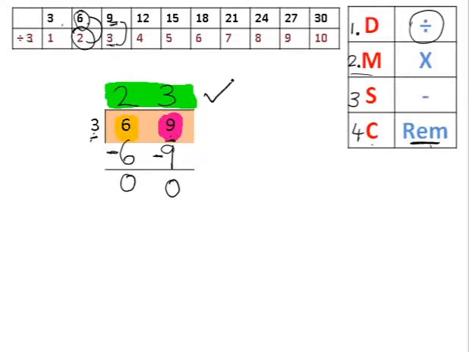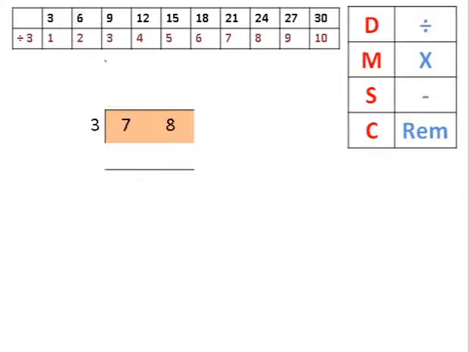So what is my answer? My answer is 23. Let's do a slightly different sum, which is 78 divided by 3. Again, I need to follow my 4 steps. If I didn't tell you previously how to remember these 4 steps, an easy way to remember it is D for divide.